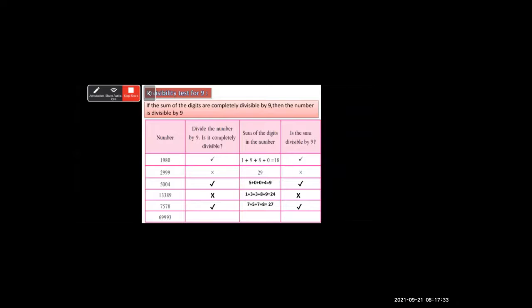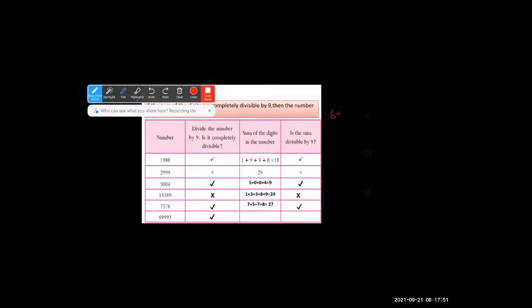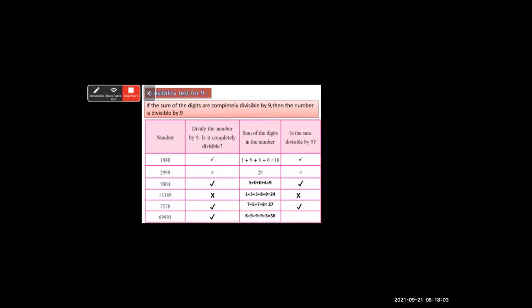Very nice. Now similarly, check for the last one. See, the number is 69,993. Again add all the digits of this number. 36. Very good, very nice, beta. It is 36, and we all know that 36 comes in the table of 9. 9 fours are 36. And that is the reason we say that the number 69,993 is divisible by 9. Hope this part is clear to all of you.